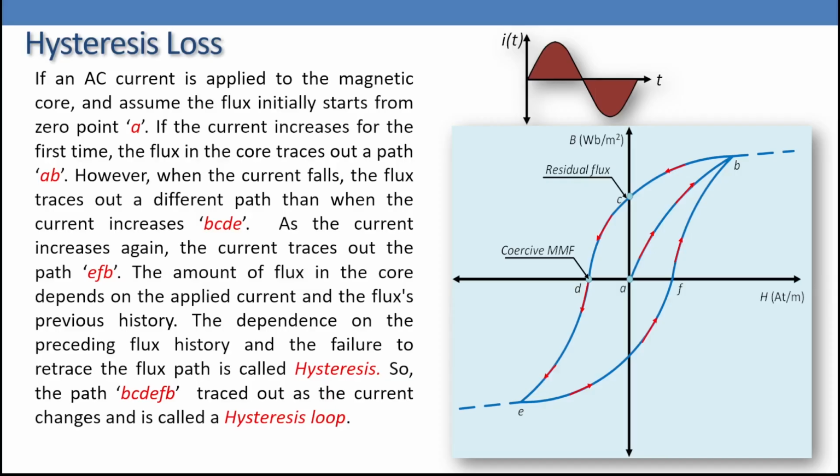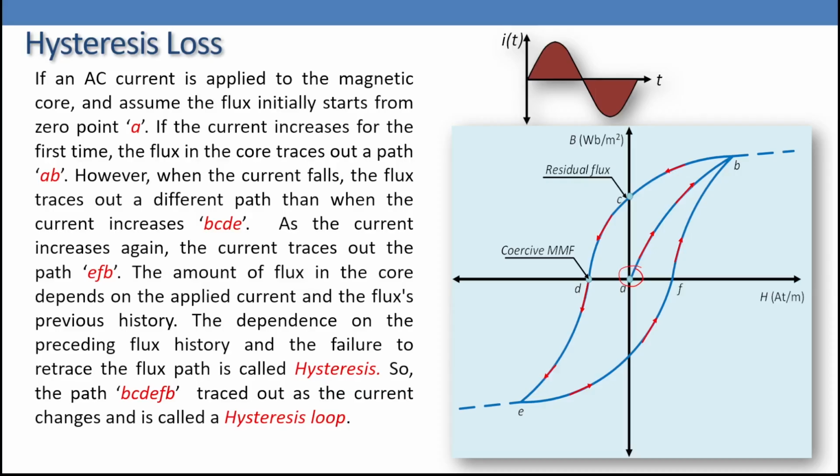The flux initially starts from a point like A here, and once the current increases for the first time, the flux follows a path which is AB. When the current starts to fall, the flux follows another path, which is BCDE. If the current increases again, the flux follows another path, which is EFB. Because the current has a frequency F, this loop is repeated, which is BCDEFB.